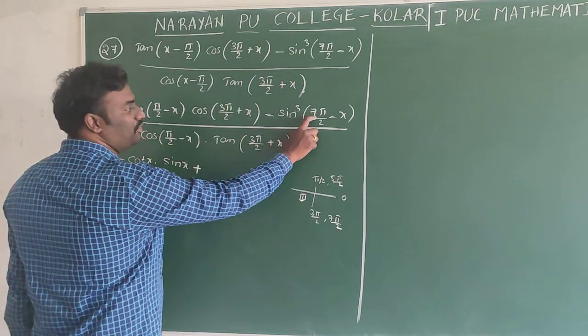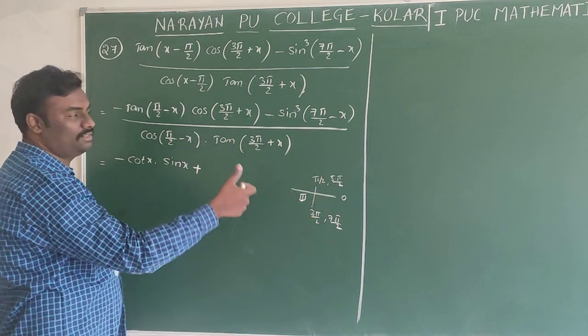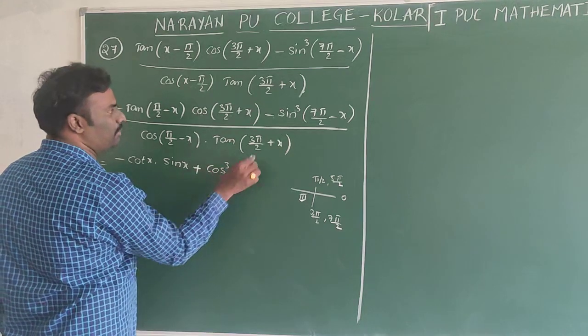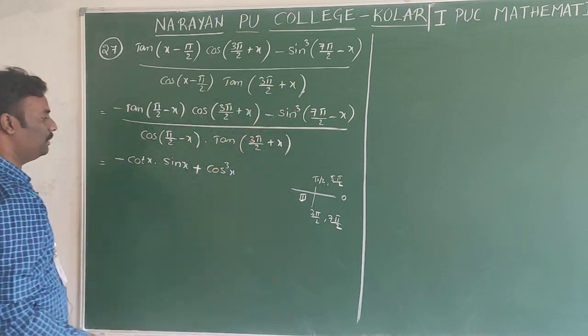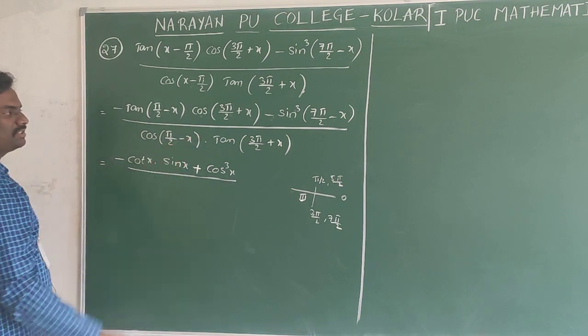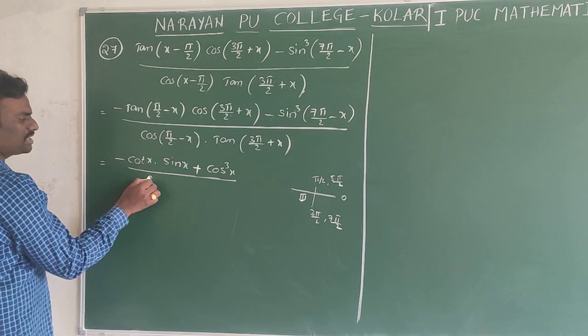For 7 pi by 2 function will change because these are the angles on a vertical line. So, sin is changed to cos. Here one minus will come, that minus and this minus both becomes plus by denominator. 90 minus, first quadrant, cos is positive. For 90 cos is changed to sin.